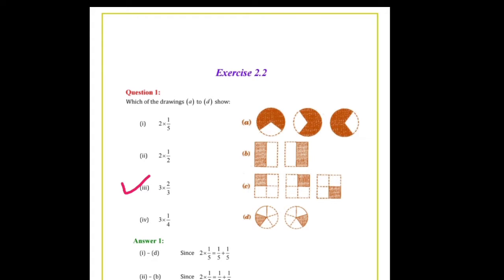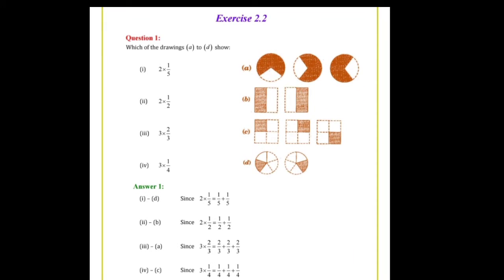Now third number, 3 into 2 upon 3. Now here the given denominator is 3, it means total 3 parts and its 2 parts are shaded. So see, who has 3 parts? A and C. But in C how many parts are there? 4 parts. So the answer is A, because it has 3 parts.